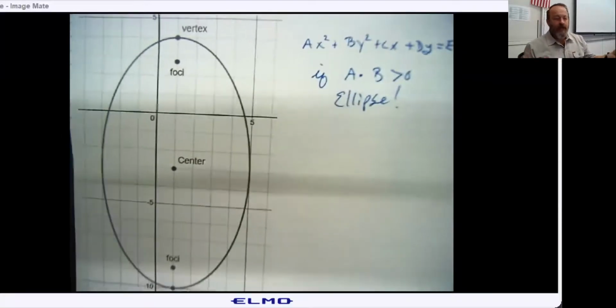Okay, so let's check out the ellipse, which is actually kind of a cool shape. It's kind of fun to work with. And the very first thing that I'd like to do is just kind of talk to you about what makes an ellipse.